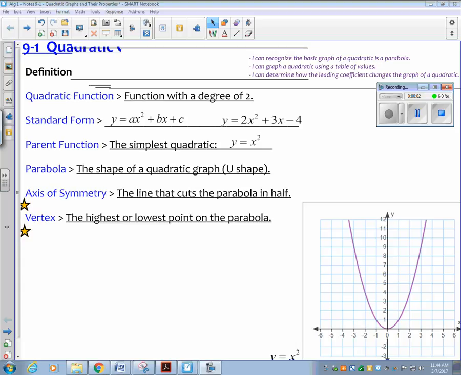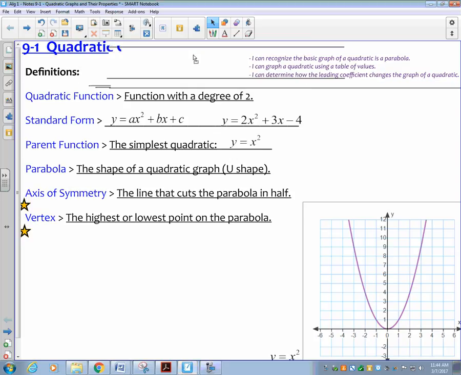All right, 9-1 are quadratic equations. The first definition is a quadratic function. It's a function with a degree of 2. Standard form of a quadratic equation is y equals ax squared plus bx plus c. For example, y equals 2x squared plus 3x minus 4.